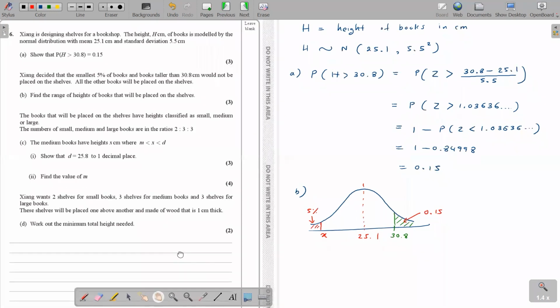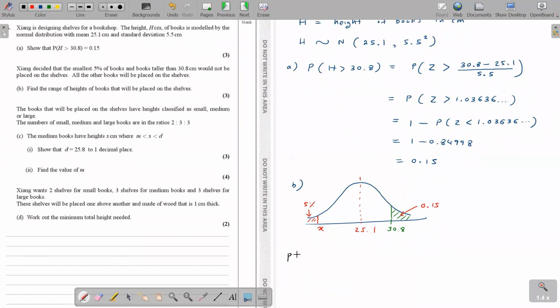How do we find X? Write the equation. So probability that your H is what? The easiest is to say H is less than. Shall I go with less than? The probability H is less than X centimeters is 5%. Then let's get the answer. H less than, so what do you have to say here? X becomes X. Wait, let me convert to standard normal. Let's convert the whole thing to standard normal.